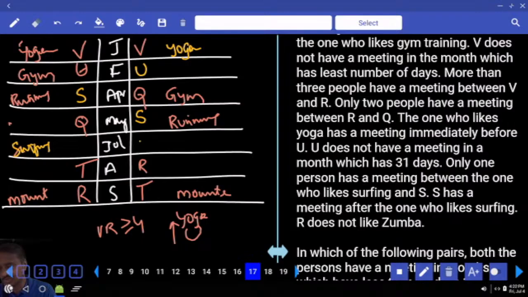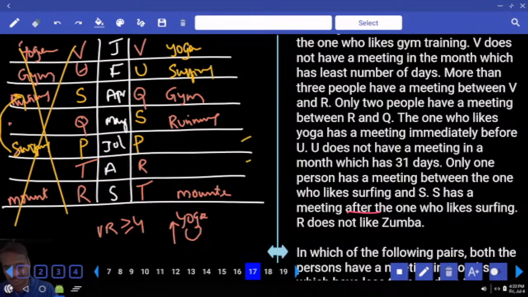If S is here, who is the person left over? P is the person. Now between S and surfing, surfing can be here, surfing can be here, 2 possibilities. Then S and surfing, 1 person. S has a meeting after the one surfing. Now here S is before surfing and this case is ruled out. And S has after surfing, surfing is here. Now surfing is here, now we are left with the remaining 2.